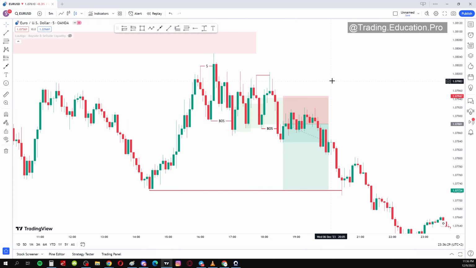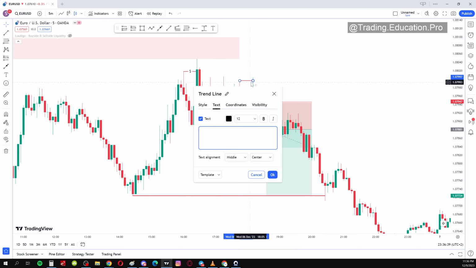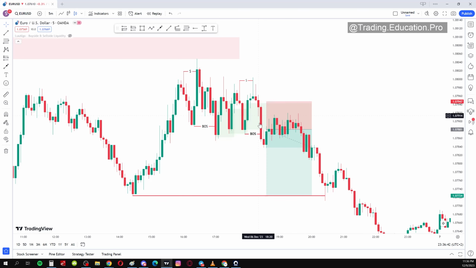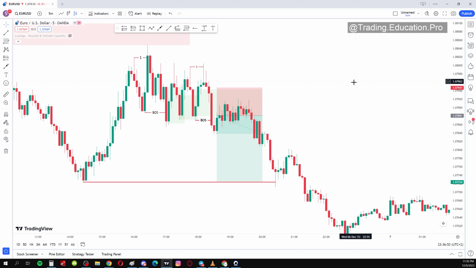And so we had this stop hunt and a break of structure, and then we had another stop hunt here and a break of structure. And so for a break of structure, we want to see a body break. So if it is a body break, it is a break of structure, but if it's a wick, then it is a liquidity sweep, basically a stop hunt.